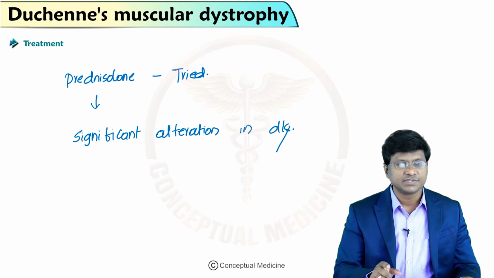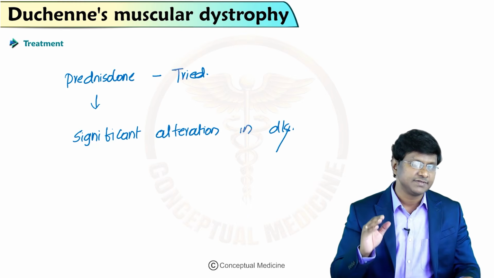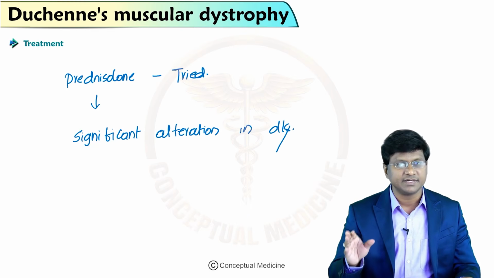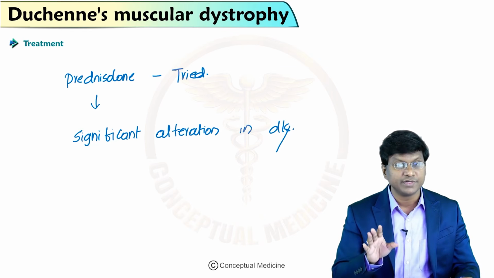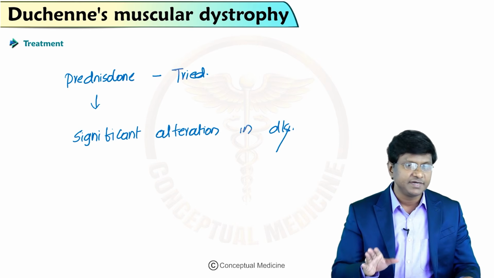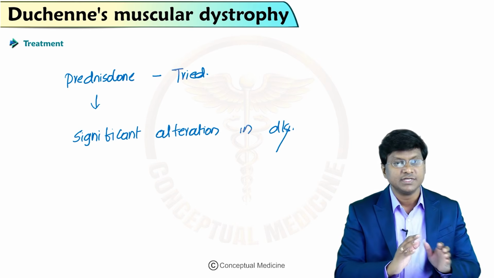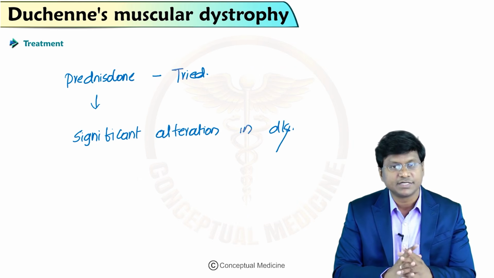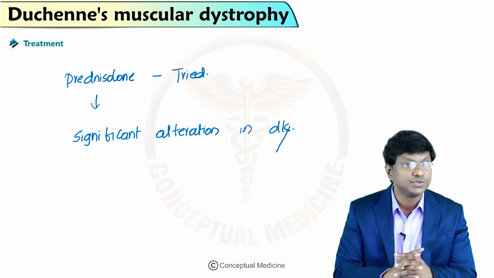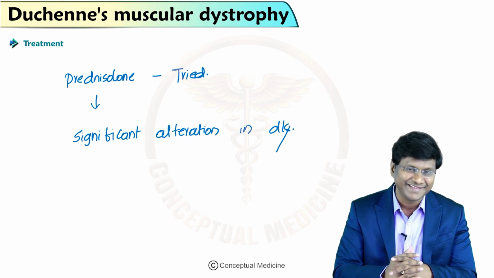For laboratory diagnosis, the serum creatinine kinase levels are elevated in the early stage, and later in the disease they decrease. Muscle biopsy gives the definitive diagnosis, and it shows necrotic muscle fibers. Treatment is prednisolone, which has shown significant alteration in the progression of the disease. So that completes the discussion of this very important topic, Duchenne muscular dystrophy. Thank you very much.